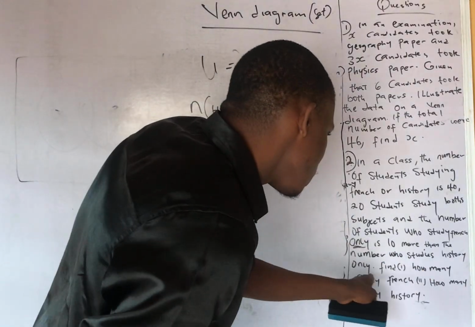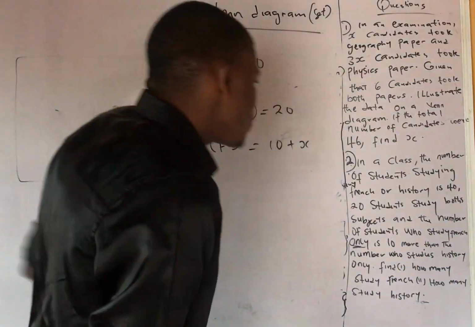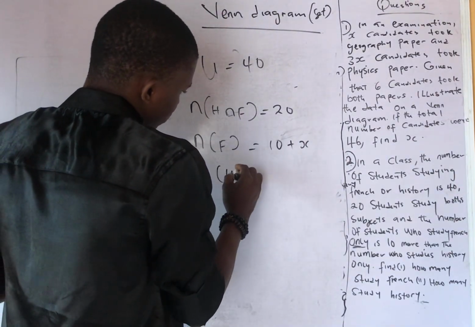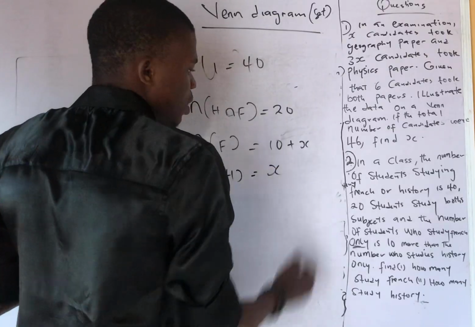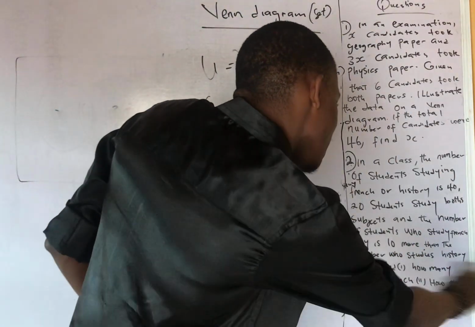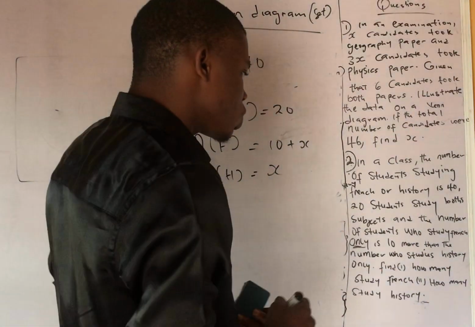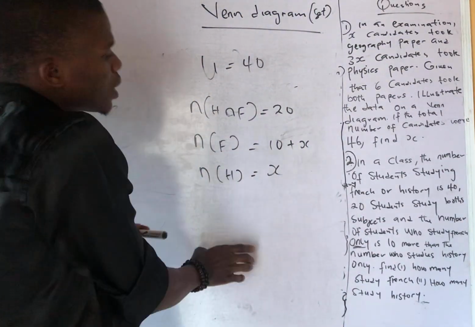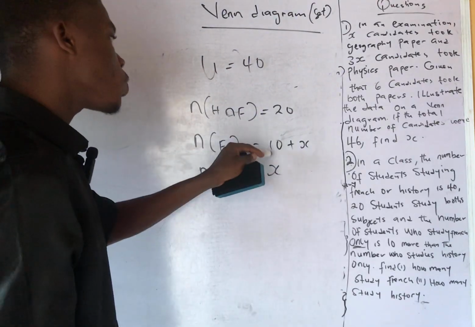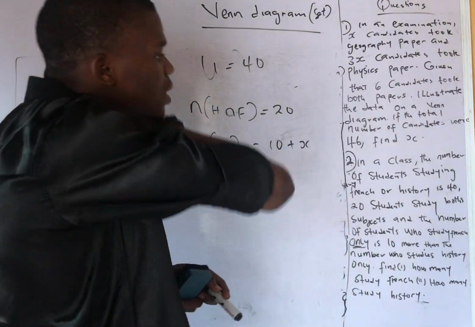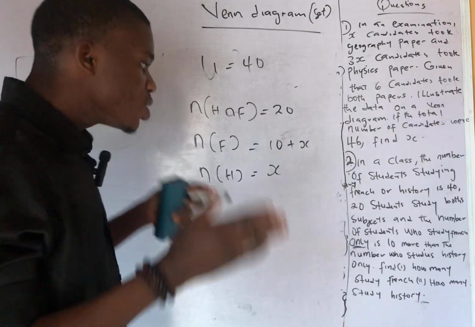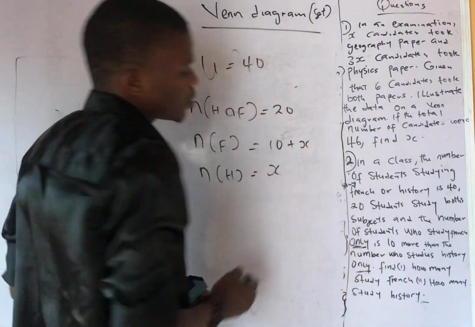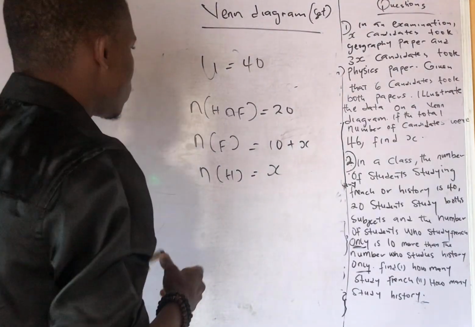Then that means the number of students that study only history will be x. Then they said find how many students study French and how many students study history. You can see this one is only: the number of students who study French only is 10 more than the number of students who study history only. Take note of this only. It's very, very important.